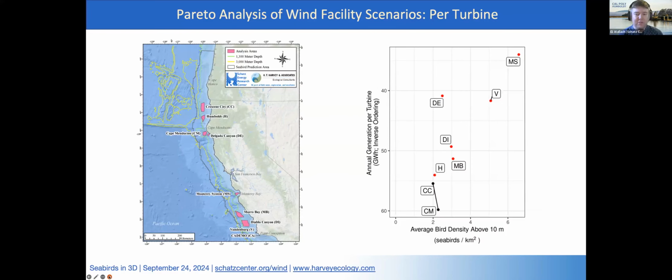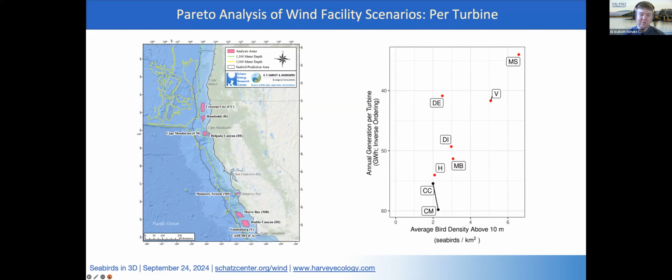So this graphic shows the results of the Pareto analysis, which maximizes per turbine generation and minimizes average bird density at turbine locations. These results are based on the 600 megawatt farm scenarios and are normalized to a per turbine basis considering vulnerability of all modeled species. Again, this is the aggregate of all species. This result shows that Cape Mendocino and Crescent City are Pareto optimal, with Humboldt not far behind. We can see that nearshore locations performed poorly, having both relatively low power generation and high vulnerability to birds.